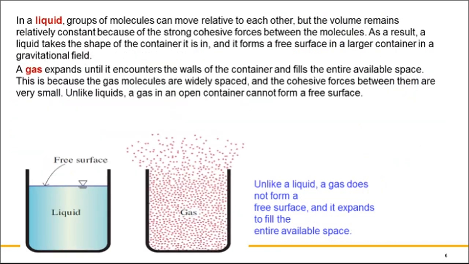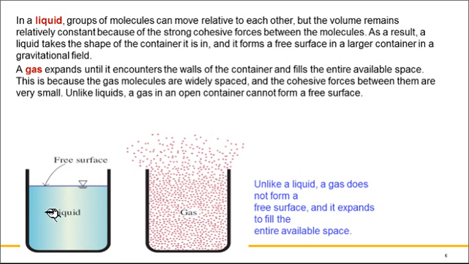Next we see the difference between liquid and gas. So here you can see on the left hand side there is a container containing a liquid of certain mass and certain volume. On the right hand side there is another container with some mass of a gas. Now what is the difference? What do you see over here? You can see the liquid will form a free surface, whereas the gas will not form such a free surface, right?